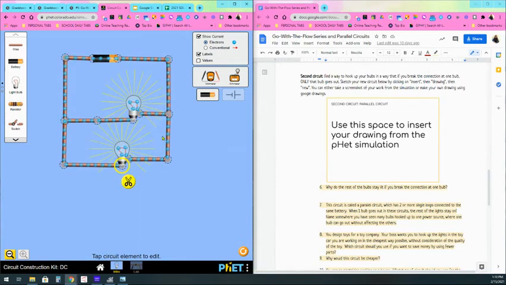All right, so if you were to take a screenshot of that and place it in this space provided here, that would have been fine. And then why do the rest of the bulbs stay lit if you break the connection at one bulb? Because there are other paths the electricity can take in order for the electrons to get back to the battery. In this case, this top bulb is still lit. So this circuit is called a parallel circuit. It has 2 or more single loops connected to the same battery.